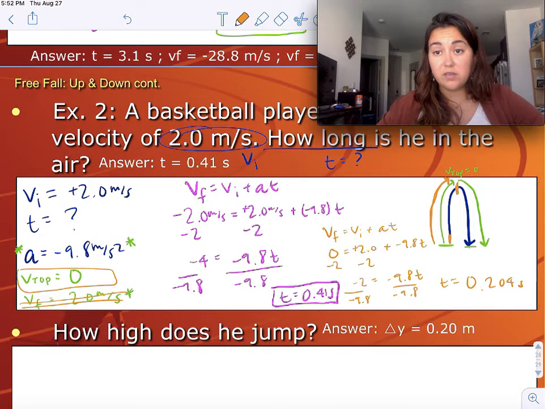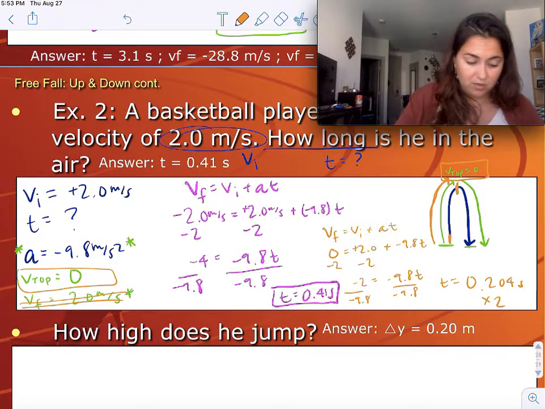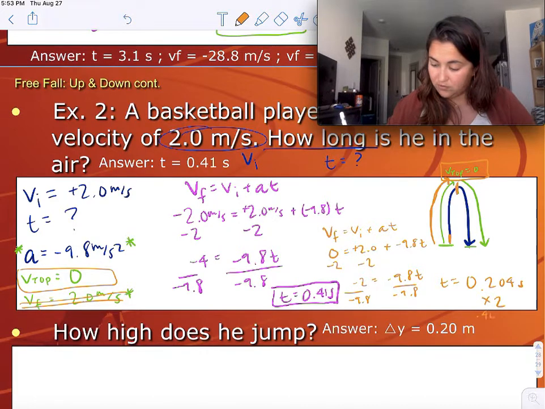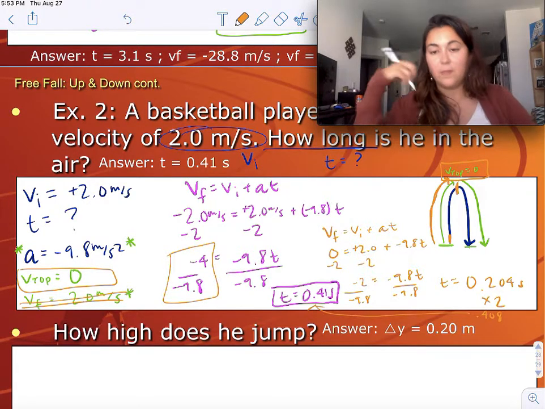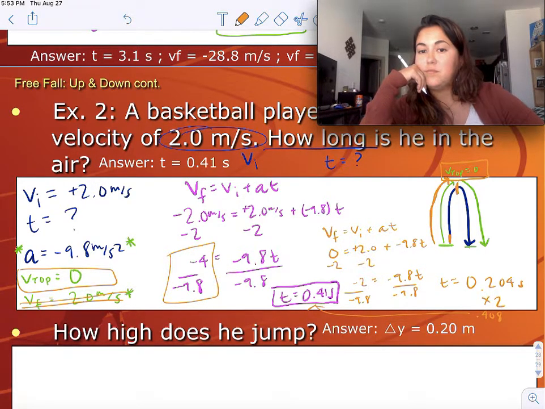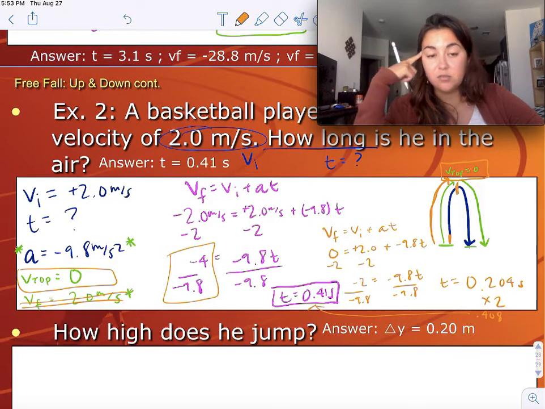So if they're ever asking for the whole motion and you use velocity at the top at all, know that you're only doing half. To get the whole motion, you just multiply by 2. 0.204 times 2 is about 0.408, which is what I got when I typed this into the calculator. So I just rounded to 0.41. So a couple of ways you could have gotten that answer. Whichever way makes sense to you, you should do.